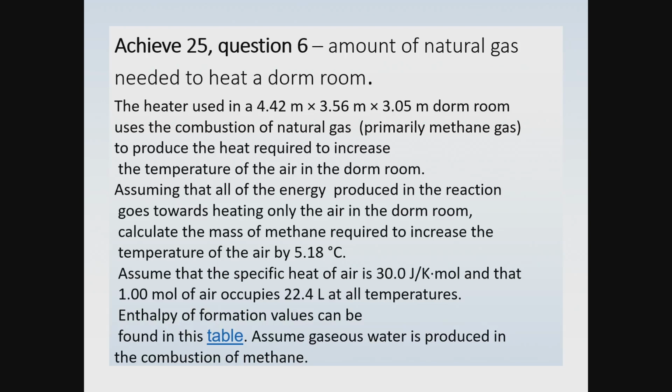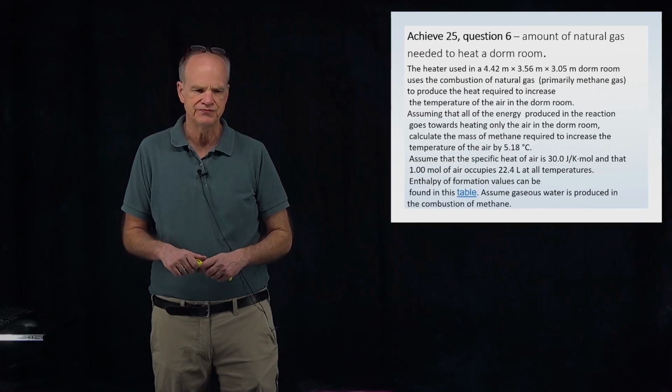Assume that the specific heat of air is 30 joules per Kelvin mole and that 1 mole of air occupies 22.4 liters at all temperatures. Enthalpies of formation values can be found in a table. Assume gaseous water is produced in the combustion of methane. So if I can reduce the slide.